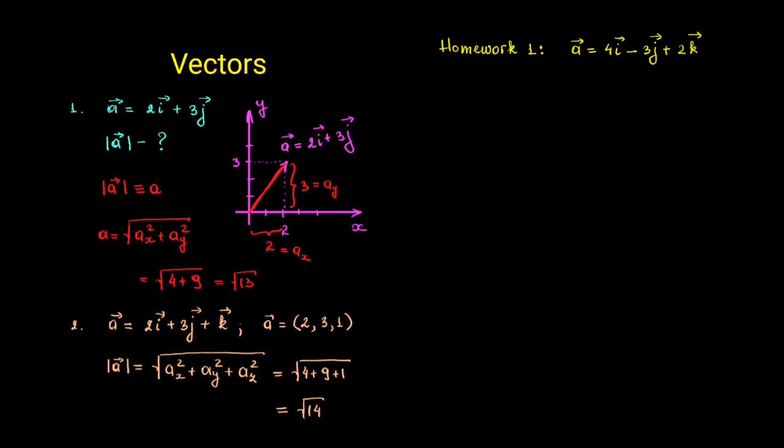Consider we are given two vectors, A and B. For example, take the A vector as the vector above, 4i minus 3j plus 2k, and the B vector as 6i plus 2j.